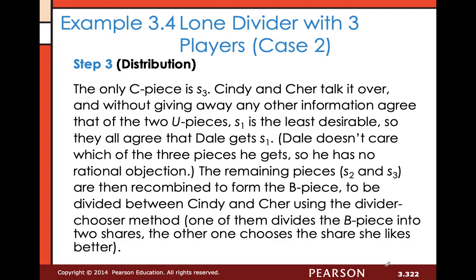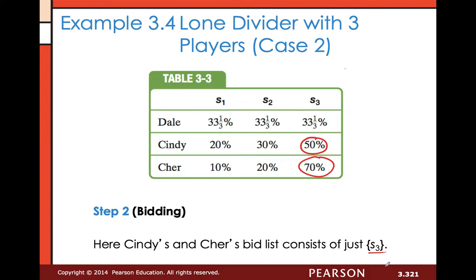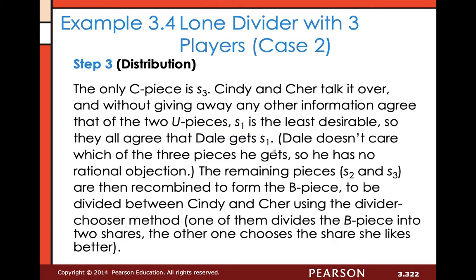Cindy and Cher talk it over, and without giving away any other information, they agree that of the 2 U pieces, the S1 is the least desirable, which it was for both. That means that Dale is going to get S1. Okay, so now we need to figure out, because they both can't get S3, what's going to happen.